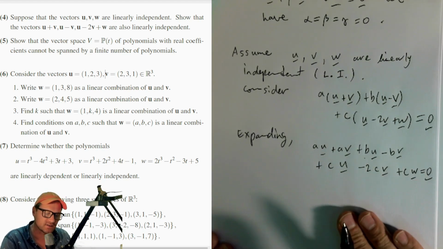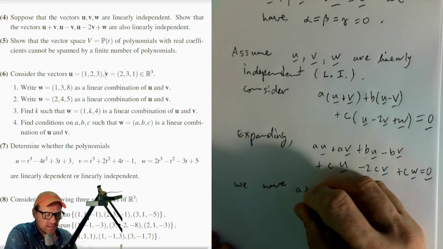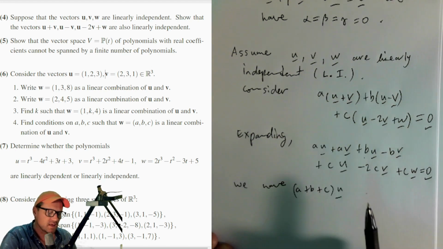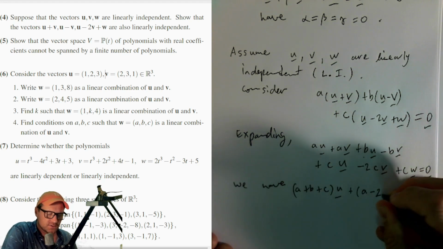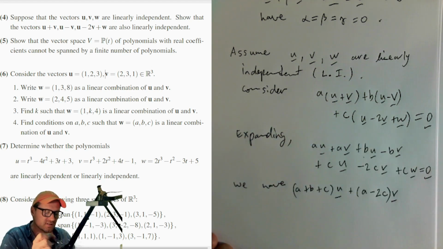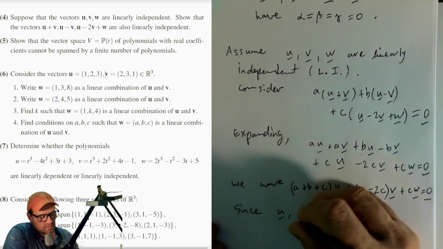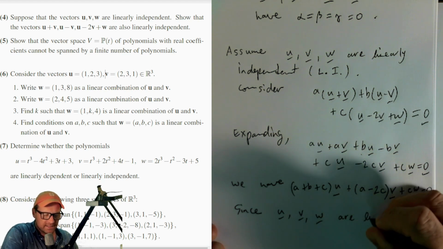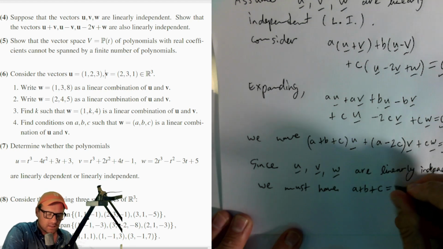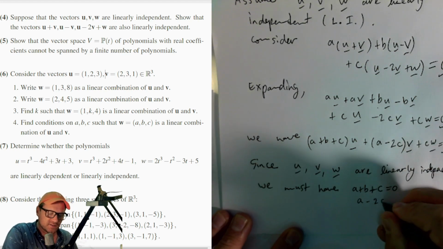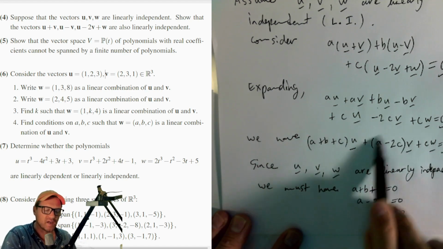Okay, now let's collect in terms of u, v, and w. So we have a times u plus b times u plus c times u, so a plus b plus c times u. And then for the coefficients of v, we have a times v and minus 2c times v, and the coefficient of w is just c times w. Next, since u, v, and w are linearly independent, we must have a plus b plus c equals 0, a minus 2c equal to 0, and c equal to 0. All right, so here's our alpha, beta, and gamma.